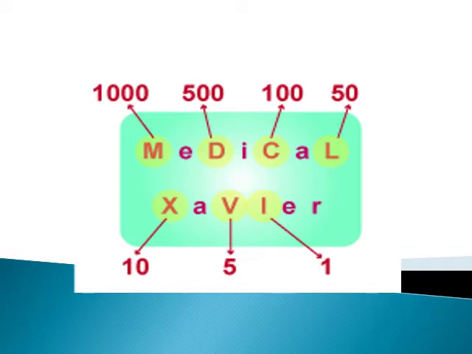So if you remember the word medical Xavier, you can recall which are those 7 Roman numerals whose value we have to learn. Now let us go to the next slide to get another interesting word and a sentence so that you'll remember which are the Roman numerals assigned and the value given alongside.